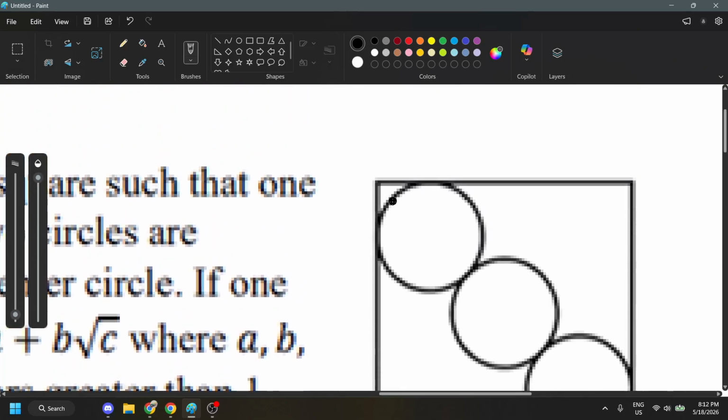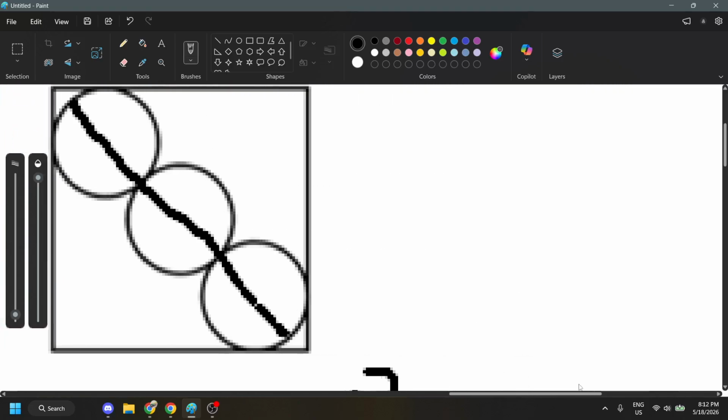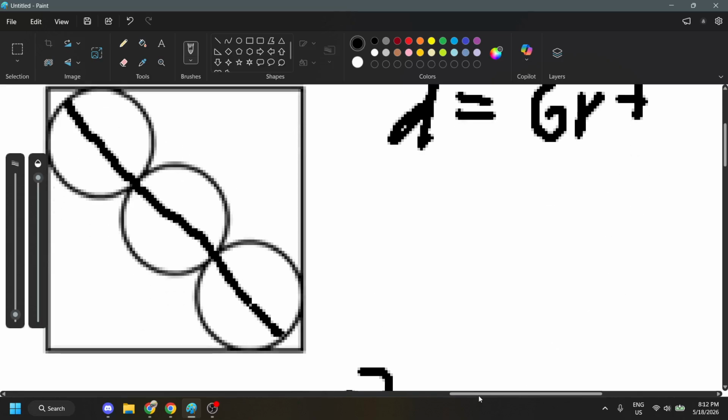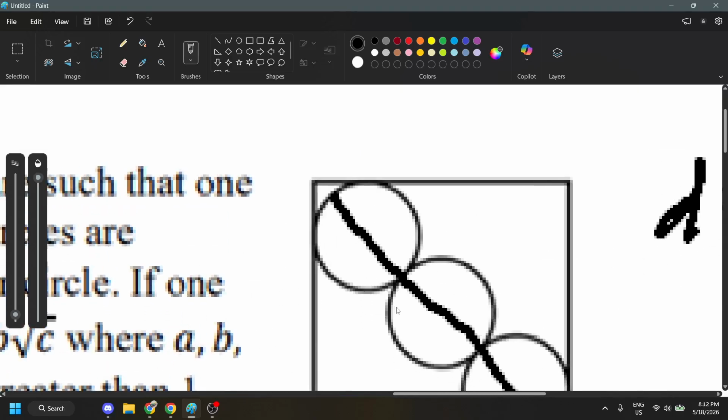So if we zoom in here, we see that this is composed of a couple different segments. There is 1, 2, 3, 4, 5, 6r. So d is equal to 6r plus 2 of these little corner areas. Now we just need to find that.